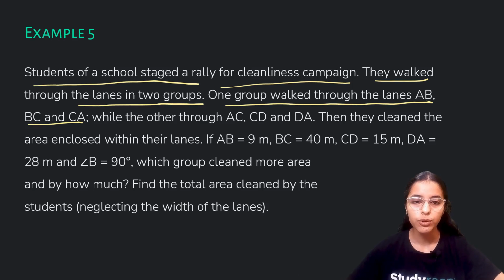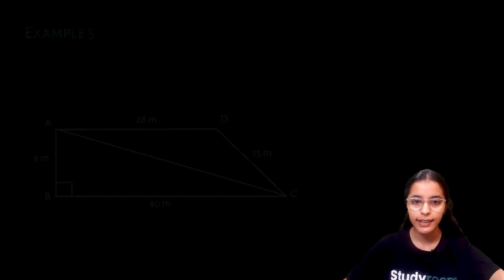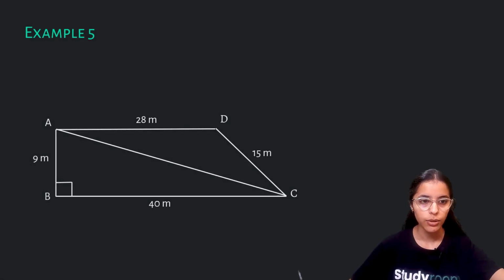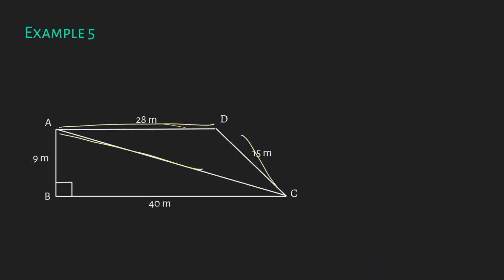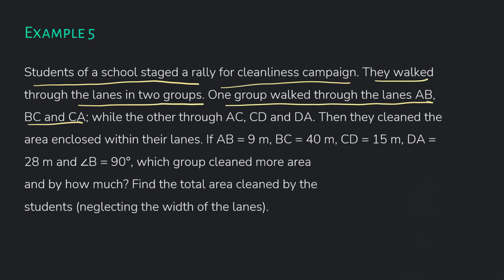while the other is moving through AC, CD and DA. Now let us see what our AC, CD and DA are. So in this question, we have our AC as this, and we have our CD as this, and AD as this. So these are the two triangles on which the two groups of the students are walking. So what we have to find out is which group cleaned more area.